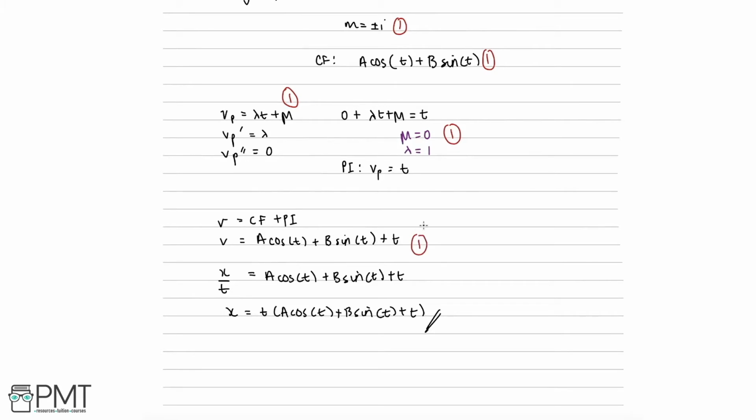You get another mark for using this substitution, that v is equal to x over t, and you get your final accuracy mark for arriving at the correct conclusion.